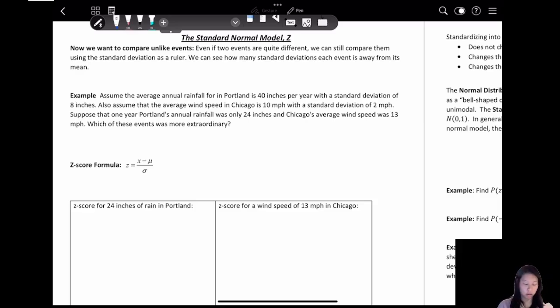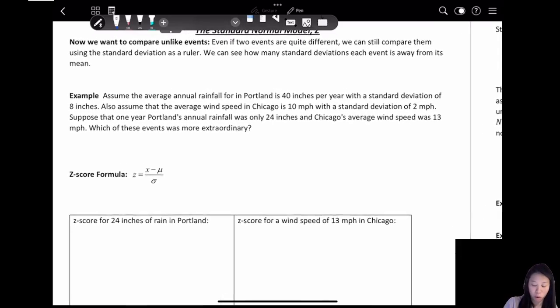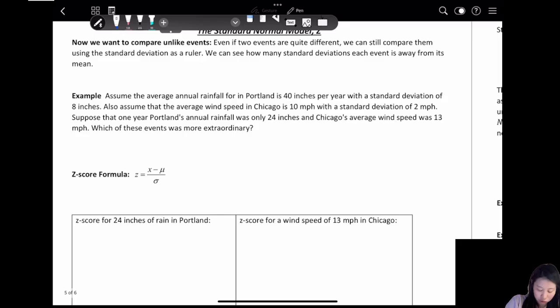Okay, so now take a look. Assume that the average annual rainfall in Portland is 40 inches per year with a standard deviation of 8 inches. So we know that this is, we've been doing that multiple times, the rainfall in Portland, which I'm going to write here: Portland has a normal distribution with the mean 40 and standard deviation 8 inches.